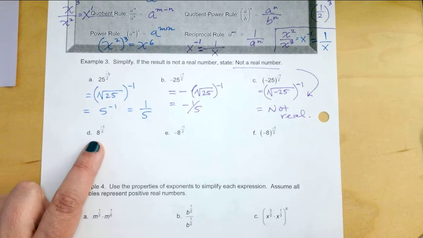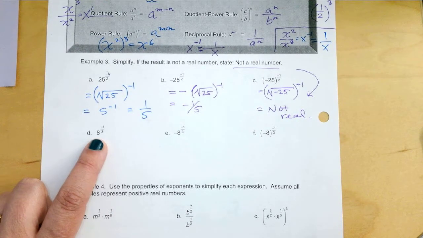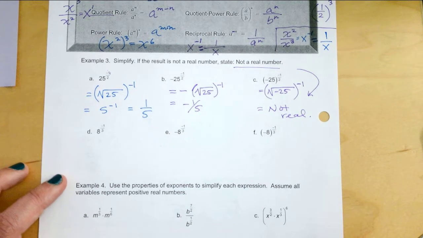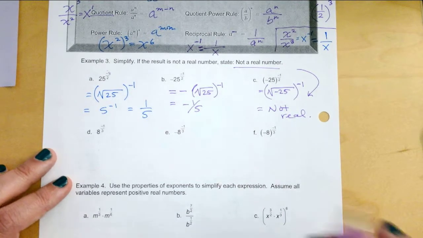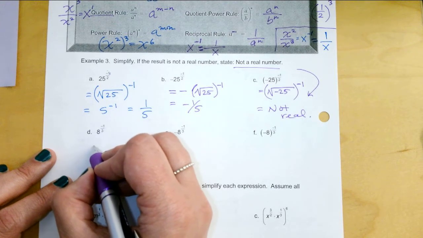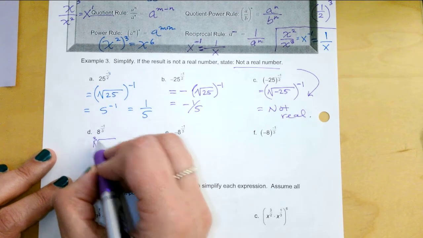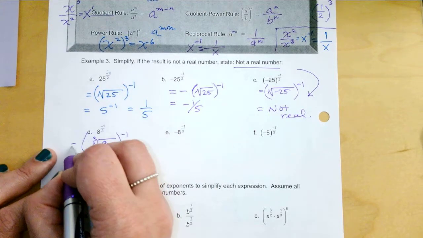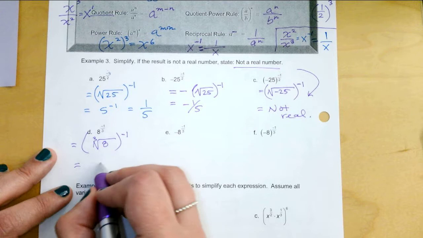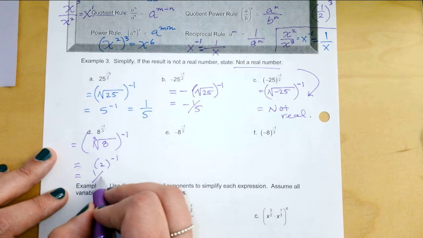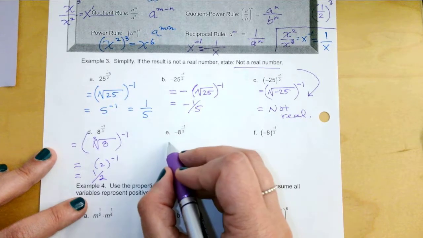Okay, what about this one? What are you going to do with that fraction exponent? Yes, so right here, it's going to be the cube root of 8 to the negative 1 power. What's the cube root of 8? 2. What's the negative 1 power? 1/2. Very good.